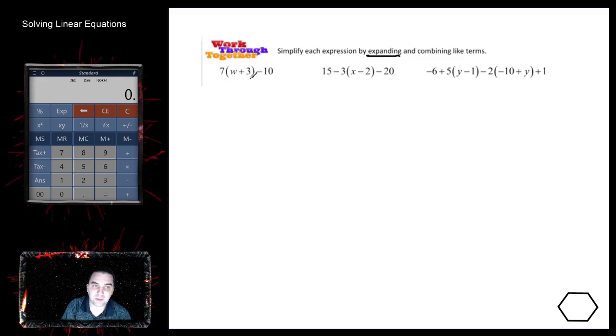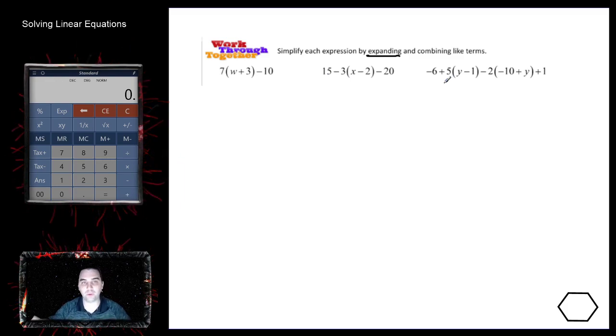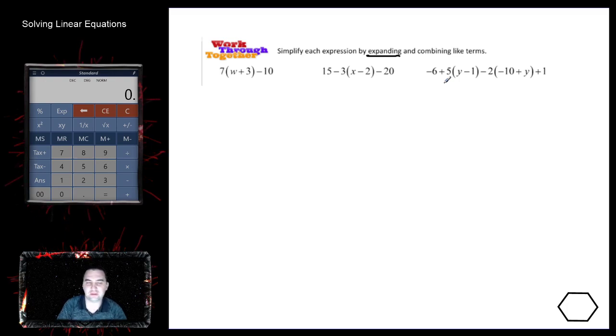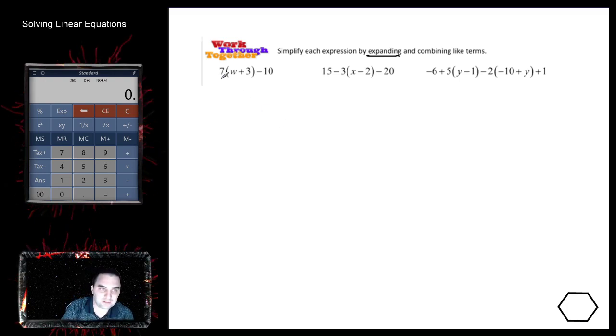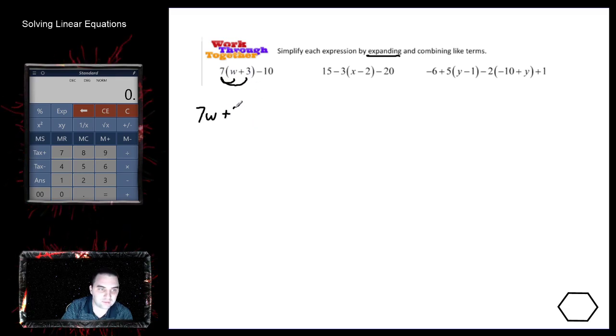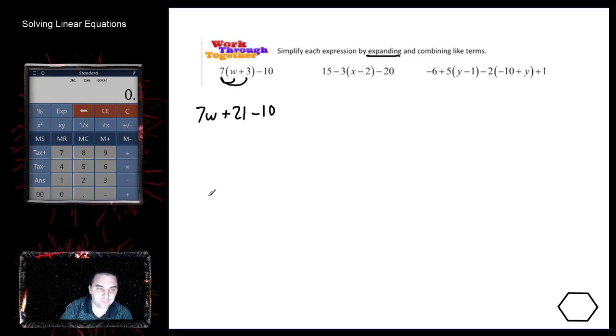So when we expand, with all these other extra things on the side, we're going to have extra bits that we will be able to put together and kind of shrink it down to make it look a little nicer. Let's try this one first. 7w: 7 times w is 7w, and then you have 7 times 3 is 21, so that's plus 21, and then I still have a minus 10 left over.